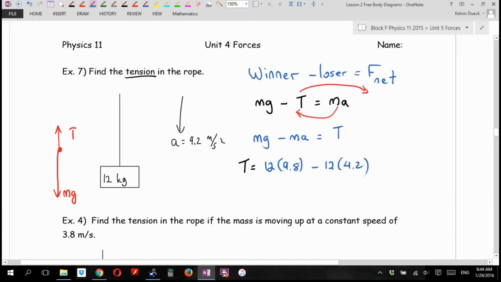Mr. Dewick, the 4.2 is down. Shouldn't it be negative? Courtney took care of all of that with my winner minus loser approach. This time I found it easier to let down be positive and up. Well, anyways, it all took care of itself.